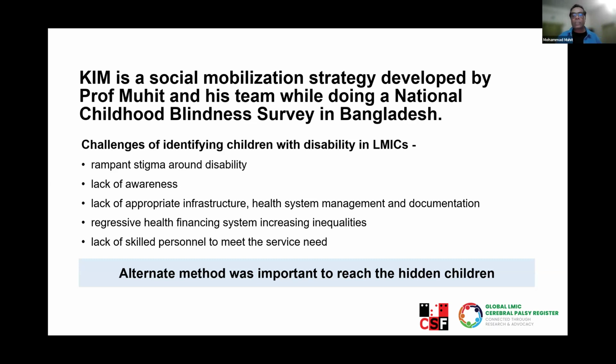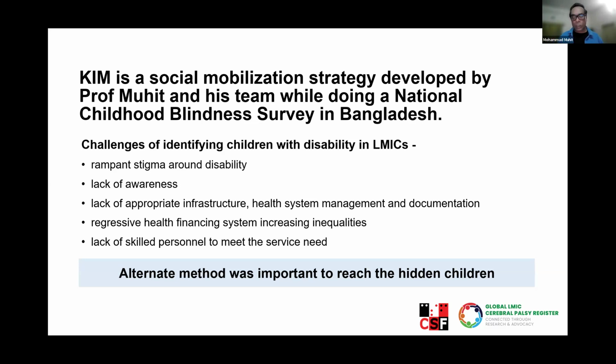And that was at first time a big national study, which was planned by the London School of Hygiene and Tropical Medicine, where I used to work at that time. So I was leading that team to conduct that national childhood blindness study in Bangladesh. And then we faced all these challenges.